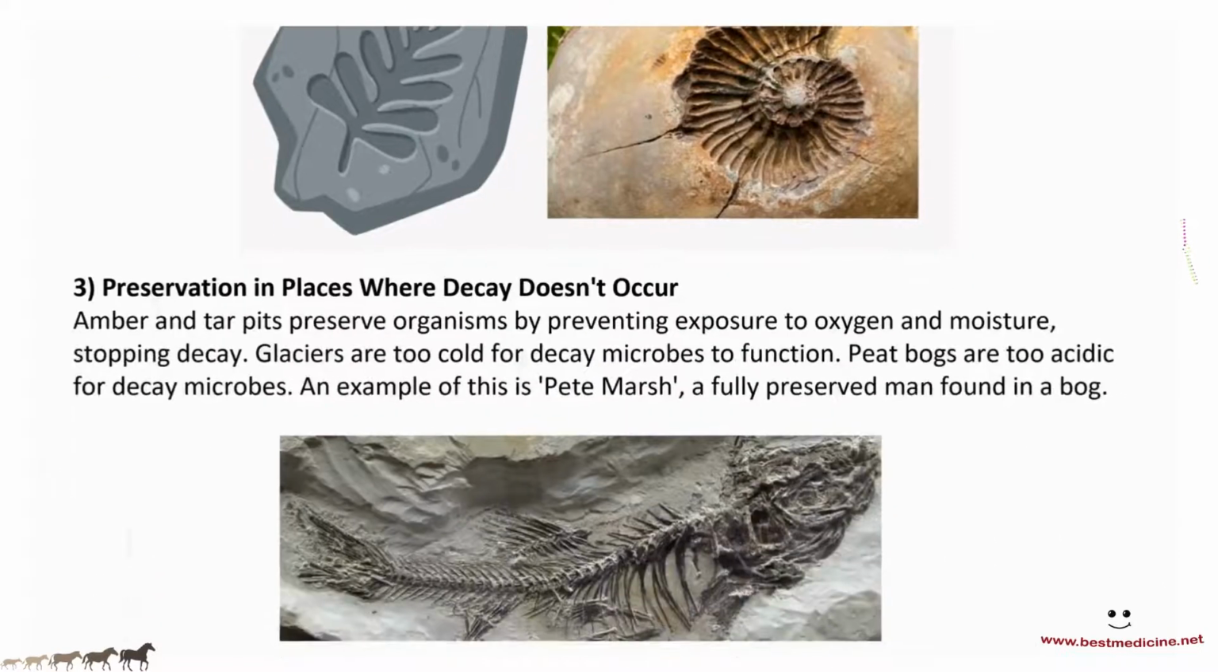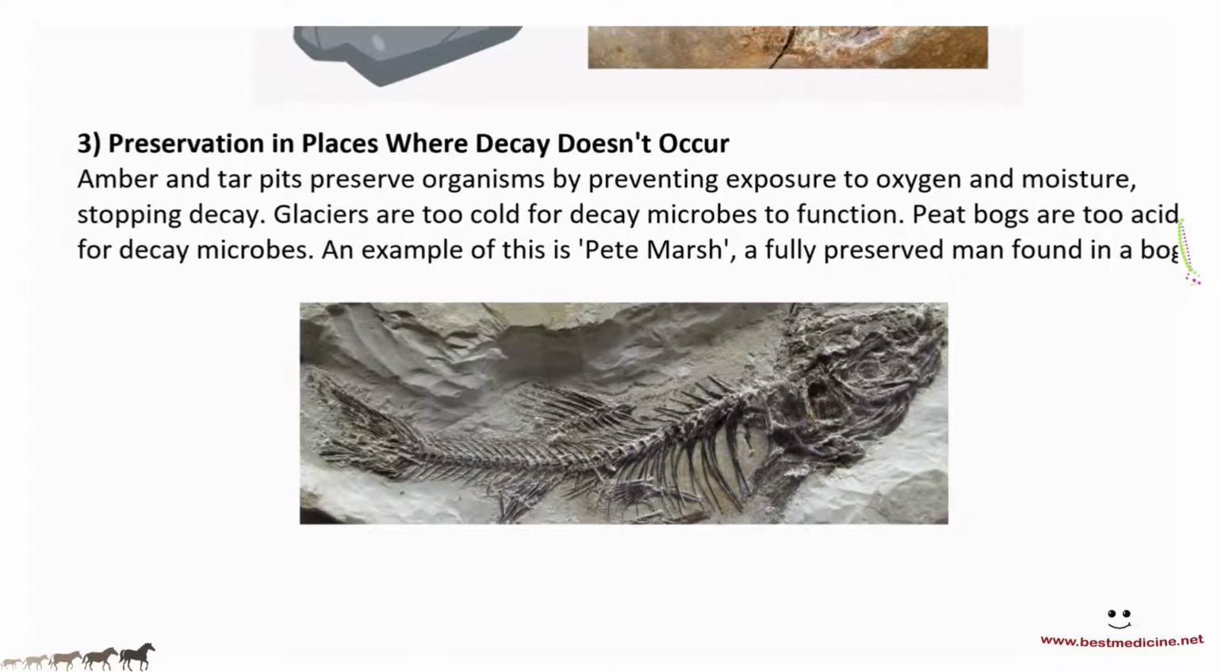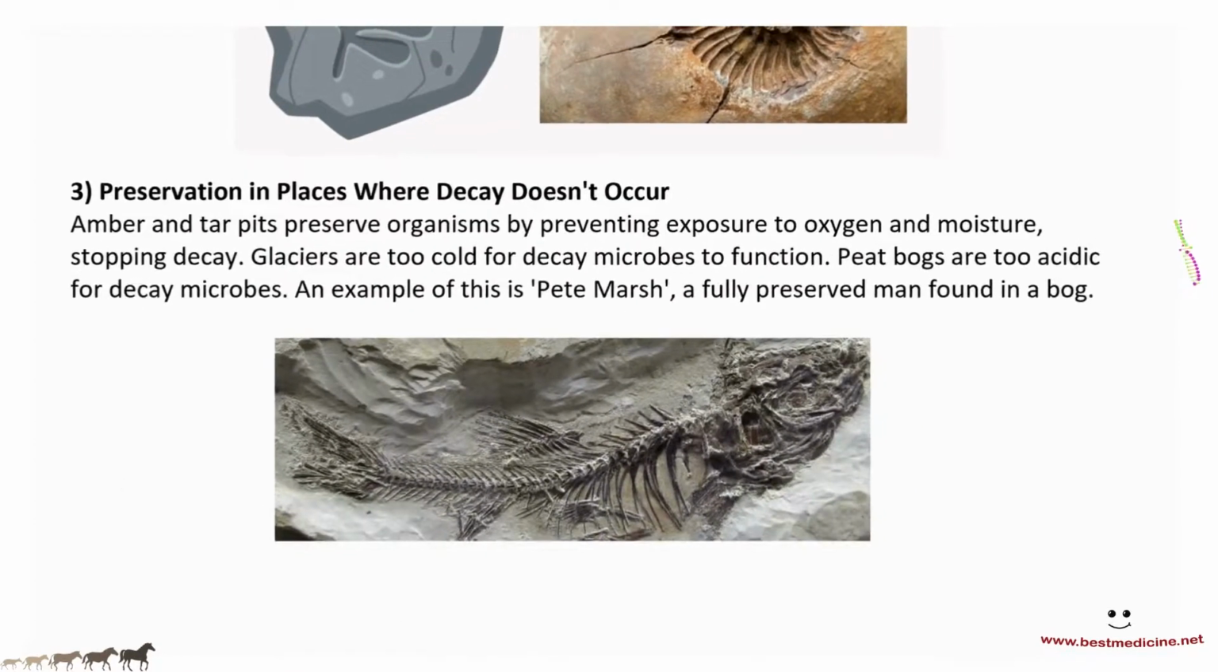And number 3 is preservation in places where decay does not occur. And this is quite common among scientists, and usually shows up on social media and Facebook and everything, where they discover completely preserved species, or completely preserved even human beings sometimes, and it's all over the news occasionally once they discover someone like that. So preservation in places where decay doesn't occur.